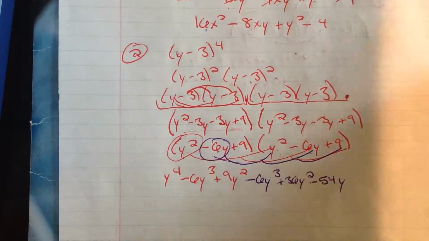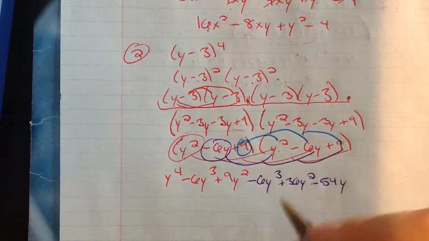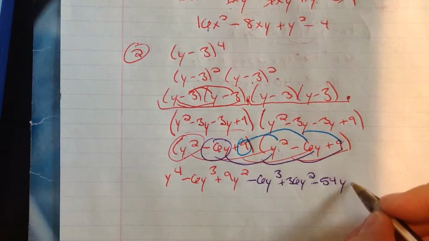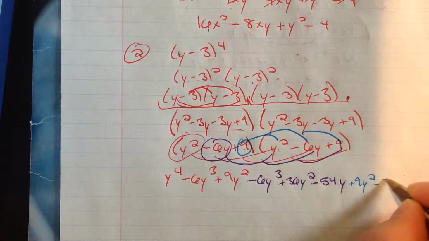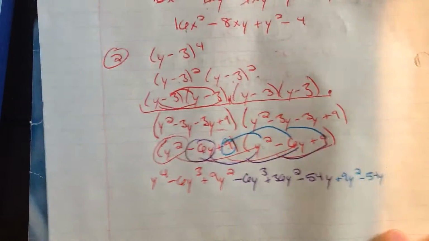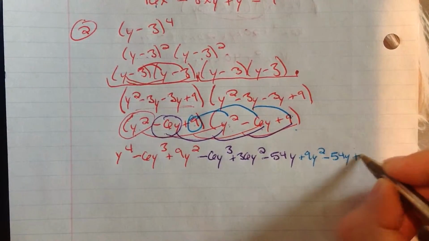Okay, one more. 9 times all three gives me 9y squared. 9 times negative 6y is negative 54y. 9 times 9 plus 81.